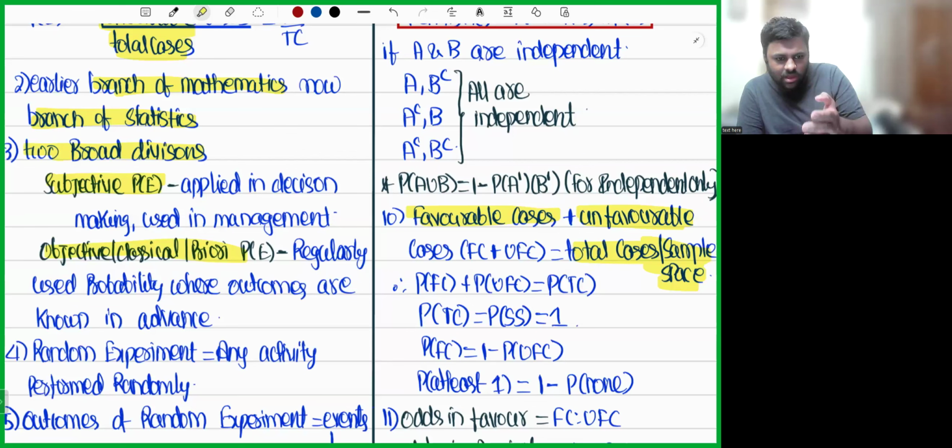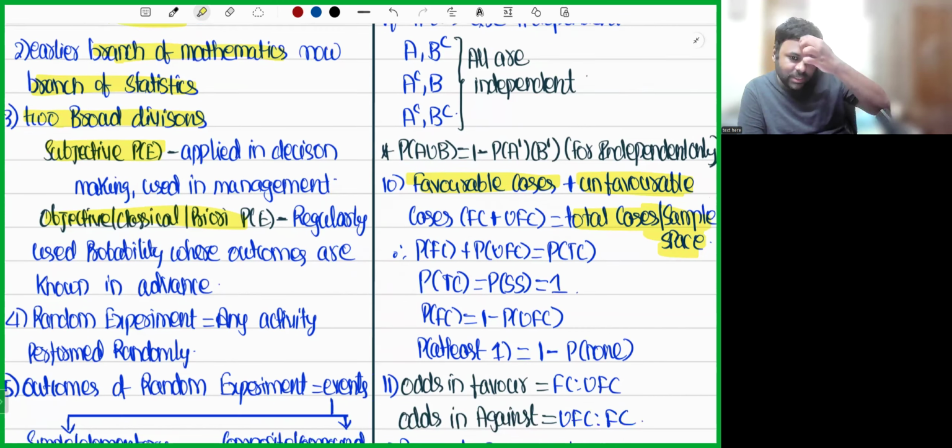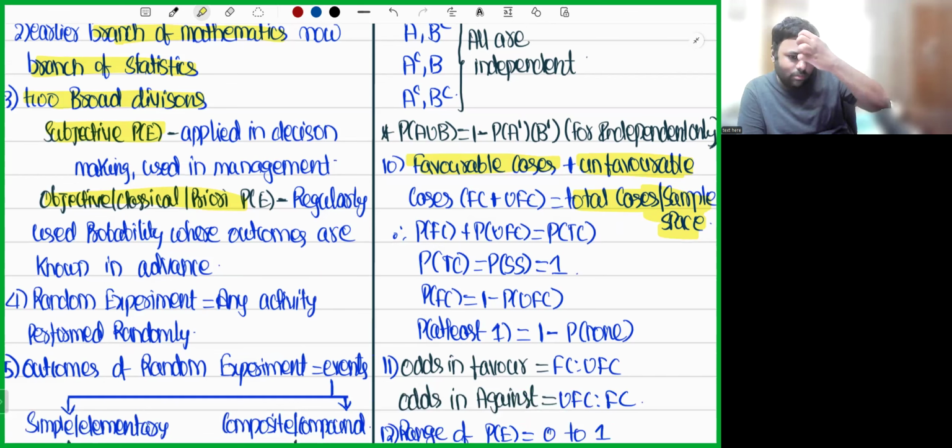It is subjective. For one person, this is the probability. For another person, this is the probability. Okay. It is subject to their minds and their thinking capacity. That is called subjective probability. Basically, my dear friends, this is used in decision making. We don't use it in our syllabus. Next, objective or classical or a priori probability.